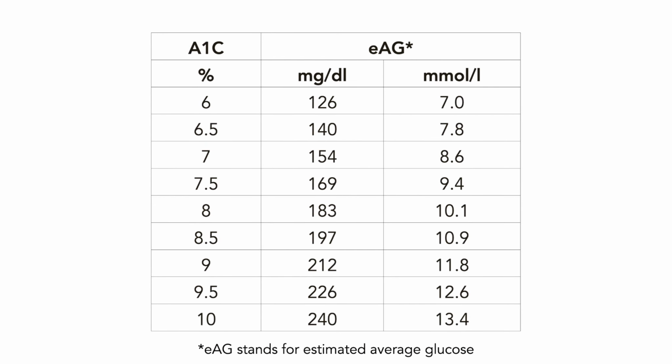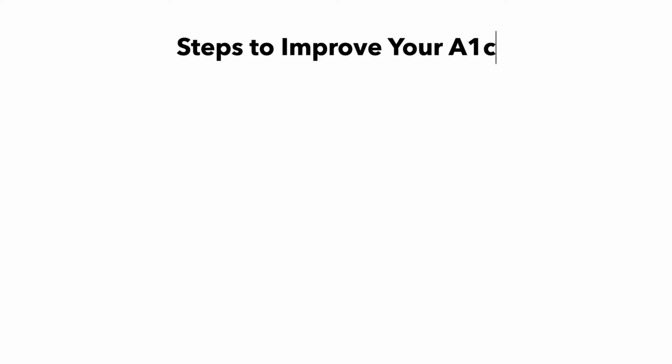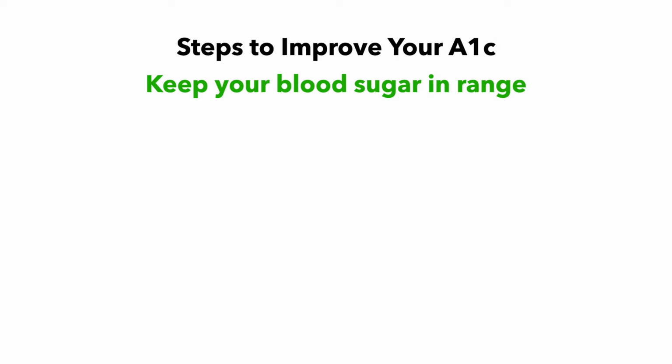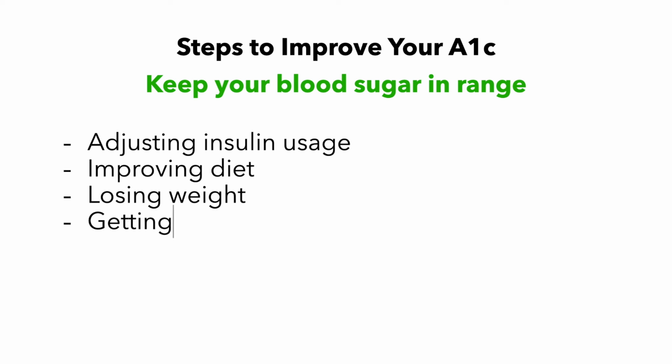Here's a helpful table that describes the relationship between A1c and estimated average glucose, or EAG. You can also find an online conversion calculator linked below. So, you might be wondering, what is the best way to lower my A1c? Well, the simple answer is to work on keeping your blood sugars in range. Adjusting your insulin usage, improving your diet, losing weight, and getting more exercise are all steps that can help lower your blood sugar and thereby lower your A1c.